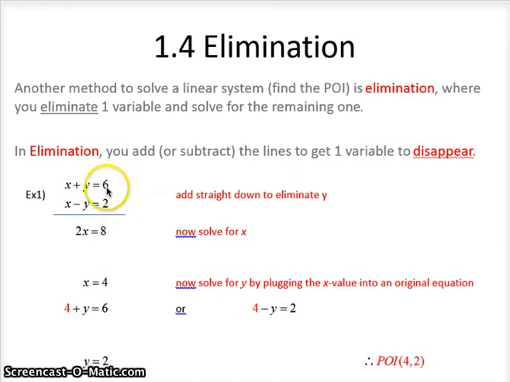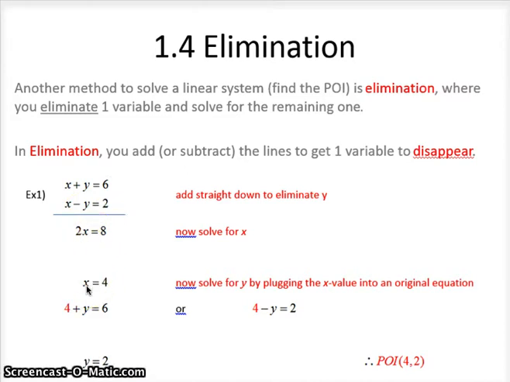So if we look at example 1, we can see that if we add straight down, our y's are going to eliminate. Okay, so we eliminate our y by adding straight down. We get 2x equals 8. We can solve for x by dividing by 2 and getting x equals 4.